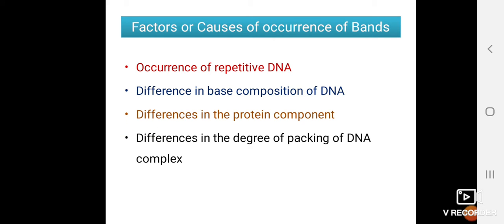Now, the factors which cause the appearance of different types of bands are repetitive DNA, one important factor, followed by differences in base composition of DNA, differences in protein components in the chromosome, and differences in the degree of packing, how the DNA is packed in the chromosomes, whether very tightly or loosely, whether it is heterochromatic or euchromatic. They all stain in different ways.